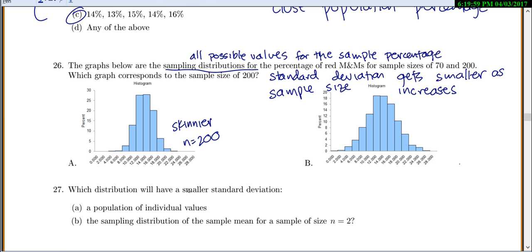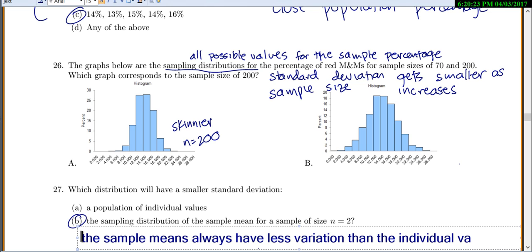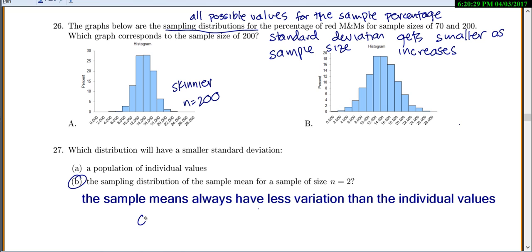And similarly, which distribution will have a smaller standard deviation? Either A, the population of individual values, or B, the sampling distribution of the sample mean for a sample of size 2. Okay. And again, we'd go with B, because the sample means always have less variation than the individual values. And we can see that in the formula, the standard deviation for our sample means is always equal to the original standard deviation for all the individual values over square root of n. So it has to be smaller.